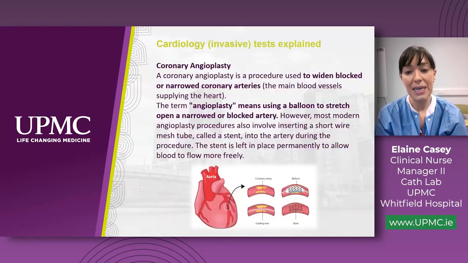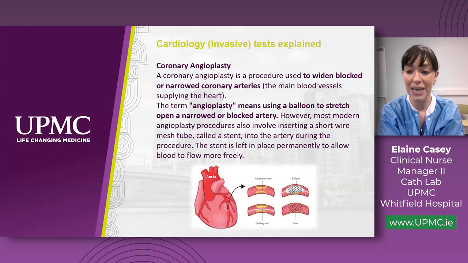Coronary angioplasty. So this is a procedure used to widen blocked or narrowed coronary arteries, the main blood vessels that supply the heart. The term angioplasty means using a balloon to stretch open a narrowed or blocked artery. However, most modern angioplasty procedures also involve inserting a short wire mesh tube called a stent into the artery during the procedure. The stent is left in place permanently to allow blood to flow more freely.